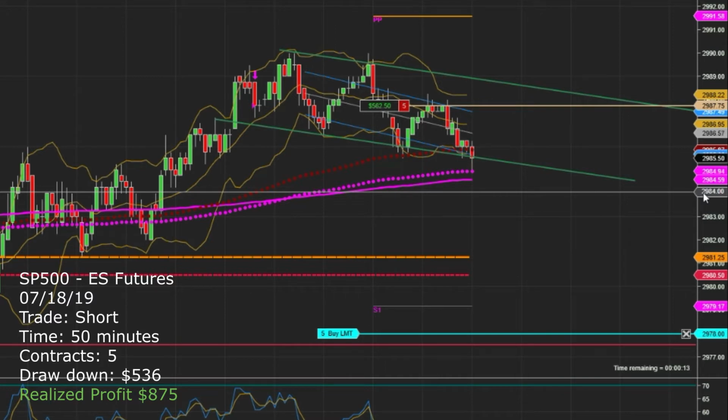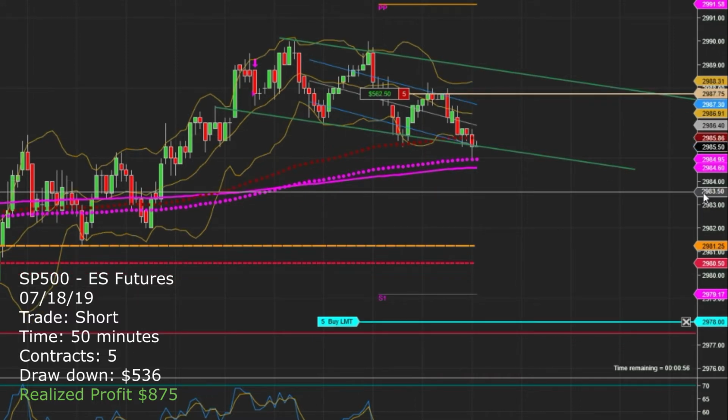Looking to capture some profit here eventually. Waiting patiently. Would like to see a further break of this green channel line that it's trying to cling to.